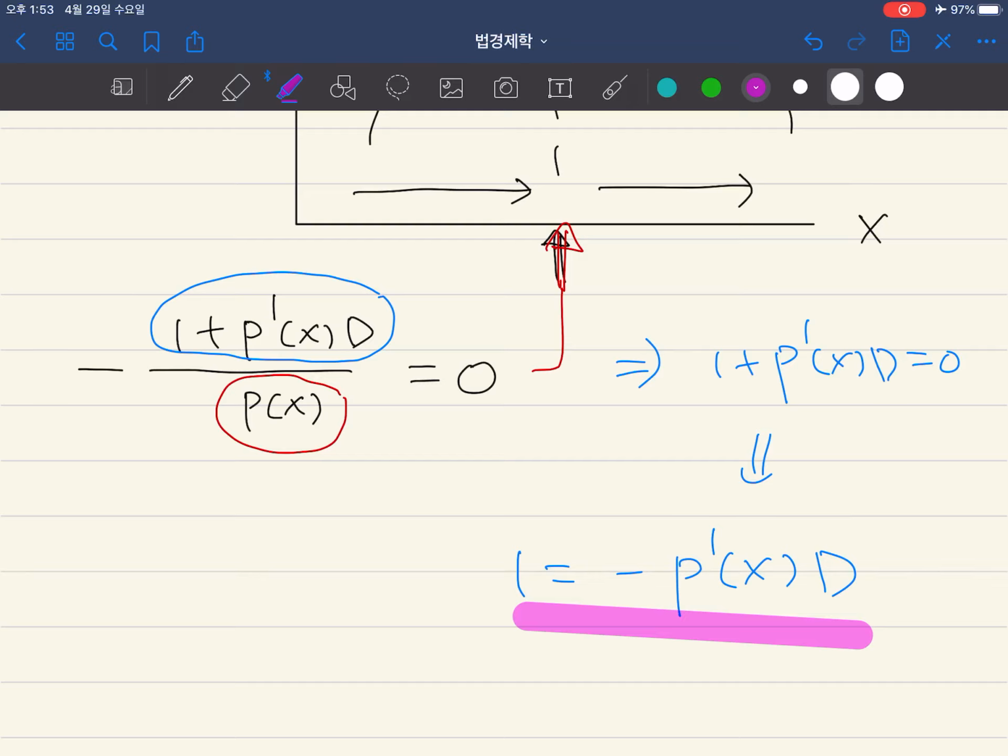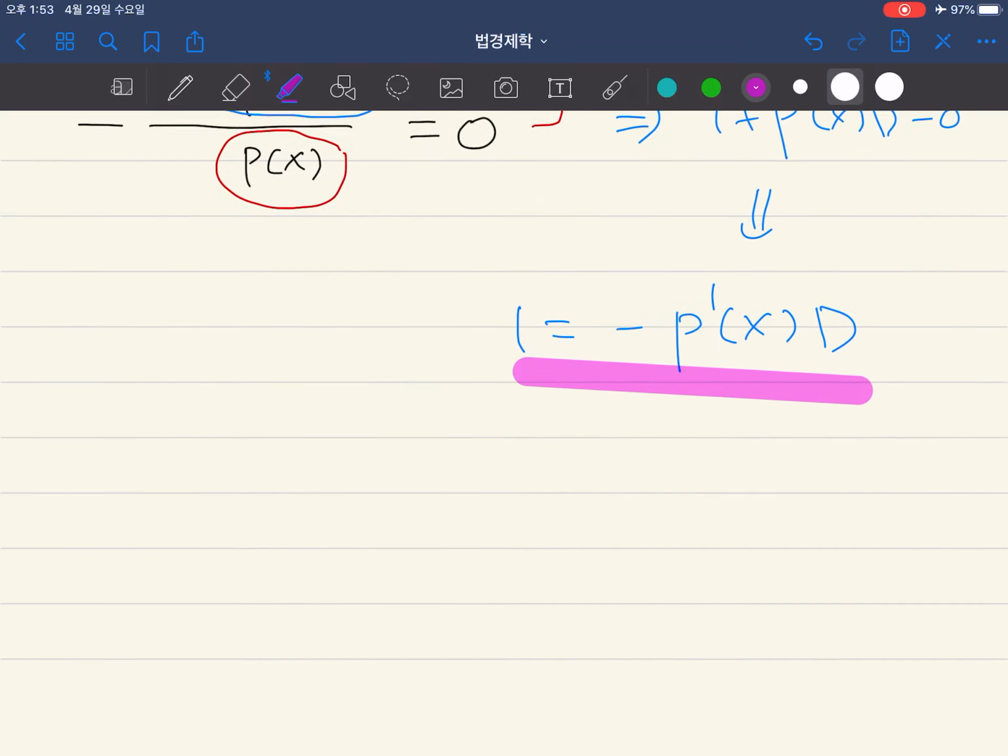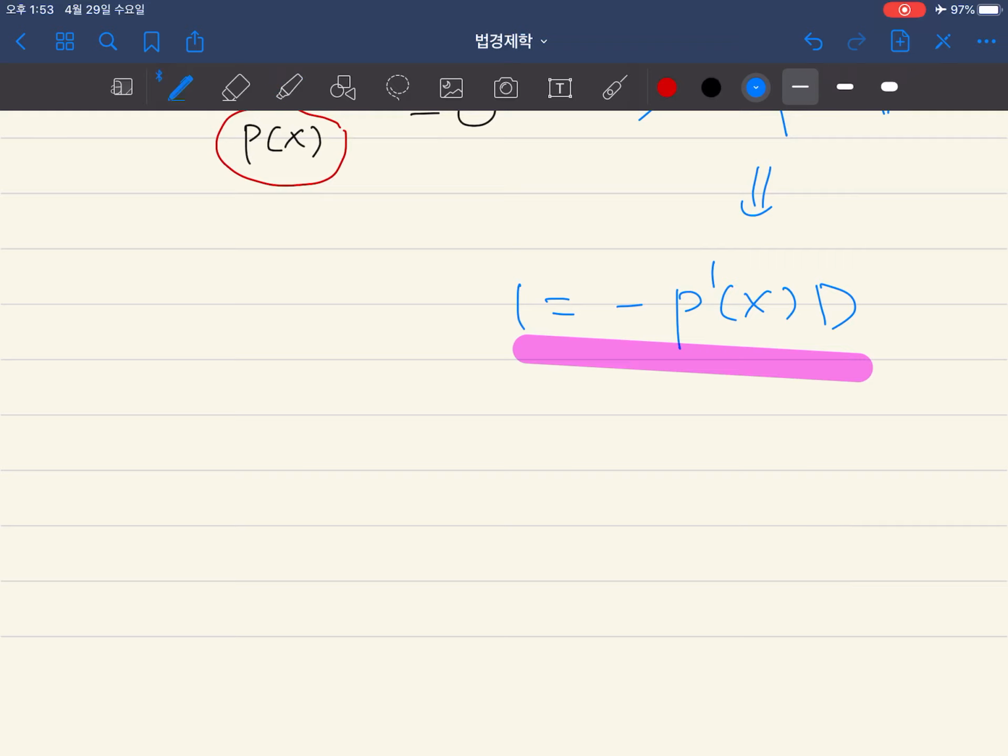Okay, then let's think about drawing many iso-cost curves over here.